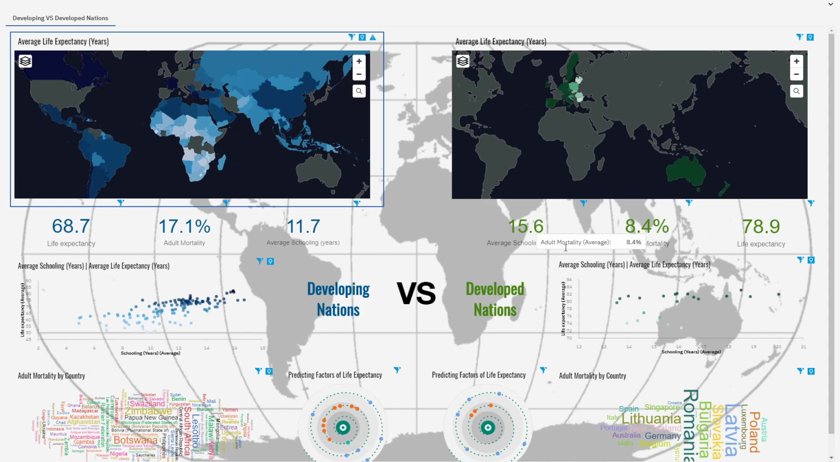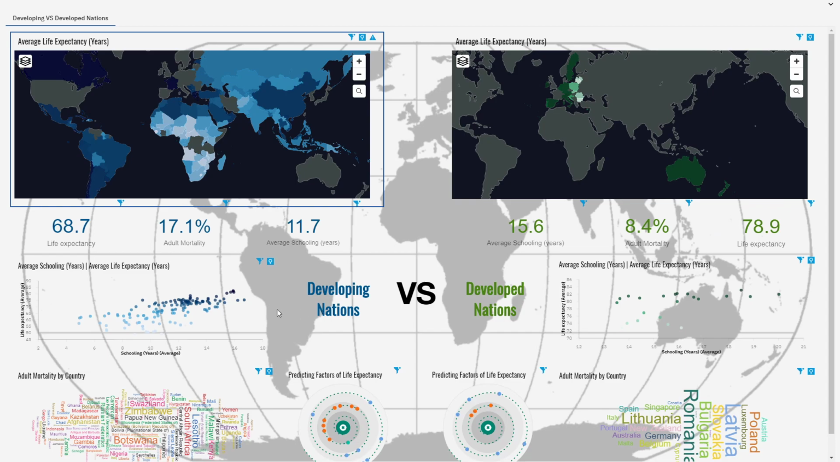Now, average schooling I was also interested in, so I wanted to see some differences there. Again, much higher in developed nations. So these numbers kind of hit you in the face almost with how significant the differences are. With only 11.7 compared here on the average, 15.6 with your developed first world nations. Much higher life expectancy as well. That's about a 10 plus year difference.